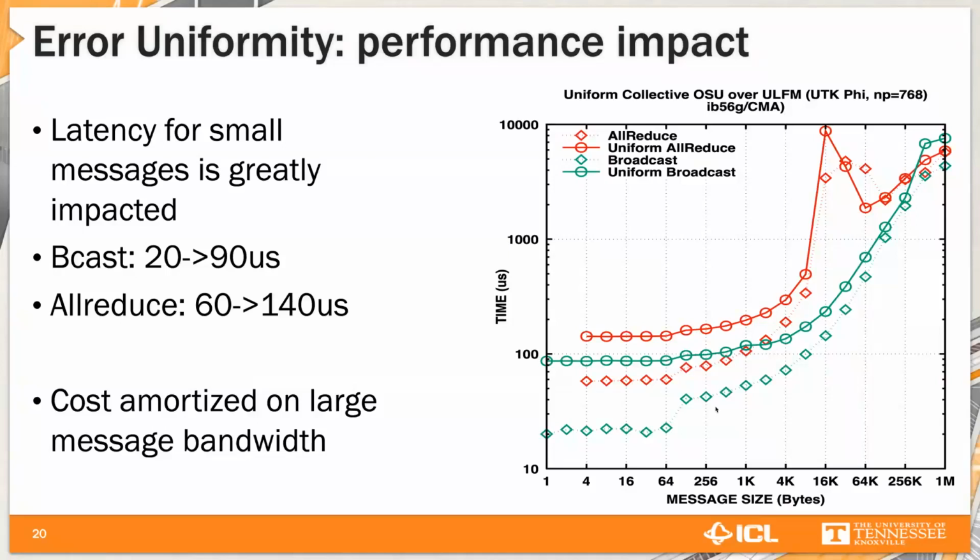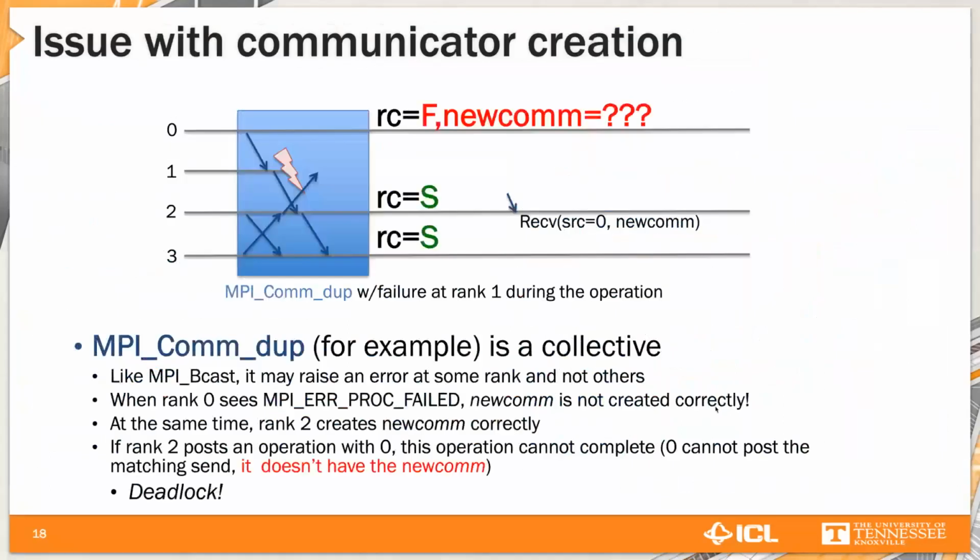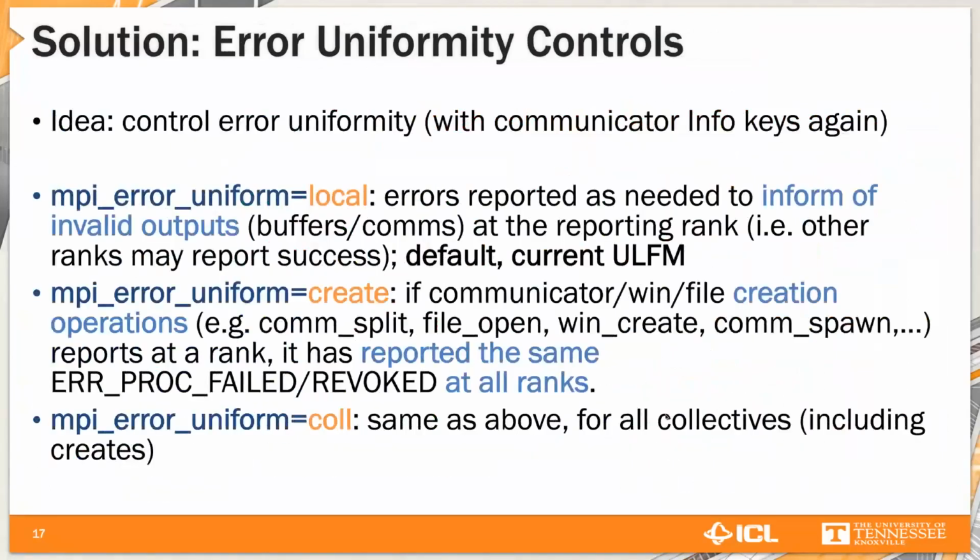Okay, and so for the second one, how many options do we have? We have at the same time, which is this case, right? Which is uniform, and we have local, which is not at the same time. And then we have at the same time, but only for creation operations. So let me go back a little bit. What is the local? Local means that if you do a broadcast, you might return an error or not an error at different ranks. So the same broadcast operation, the same broadcast communication, will return an error at some rank, but not at some other.